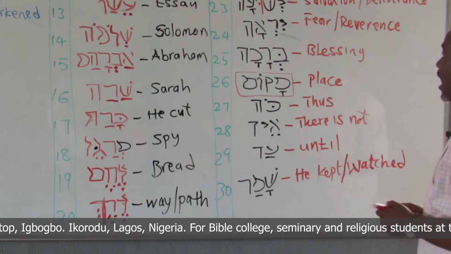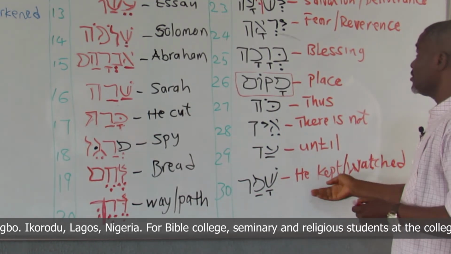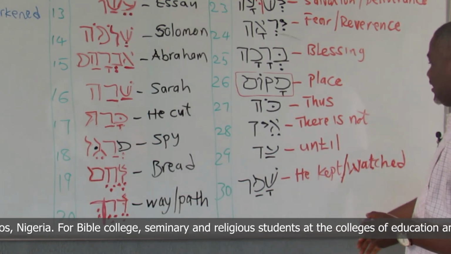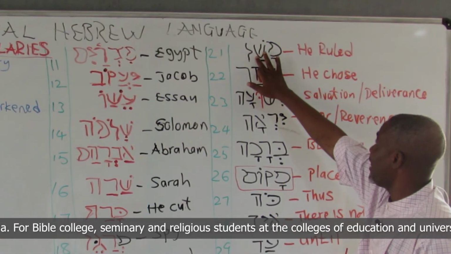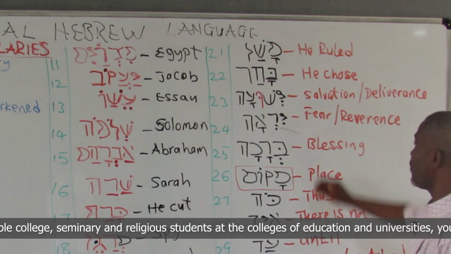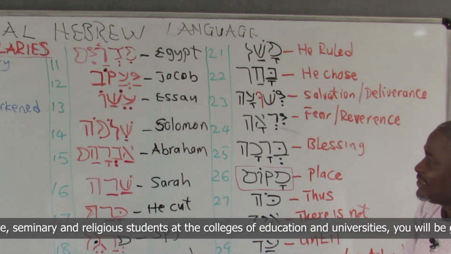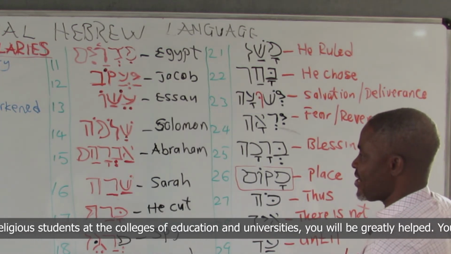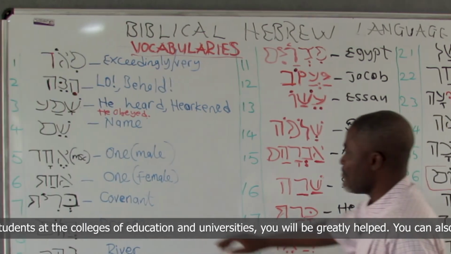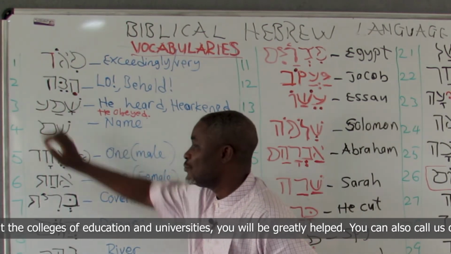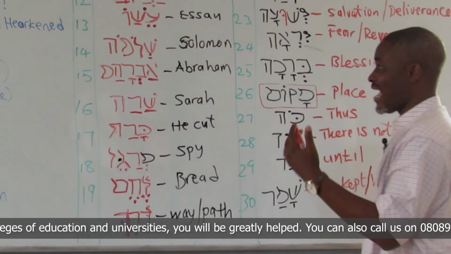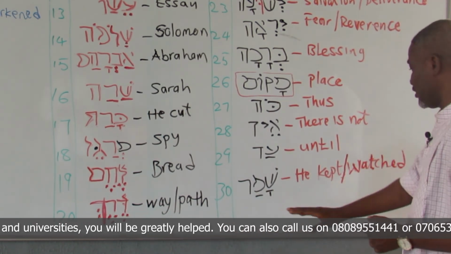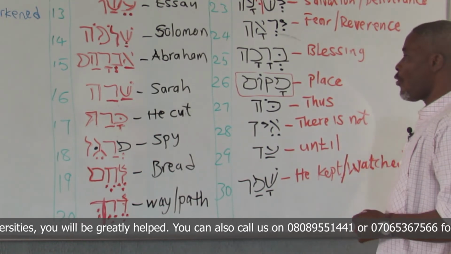Then you have shamar, he kept, he watched over. It's different from mashal, which is rule. There is another shama which has to do with to obey, but you discover that this shama ended with ayin, which is hard, and means obey. But shamar is he kept, which ended with resh. He kept and he watched over.